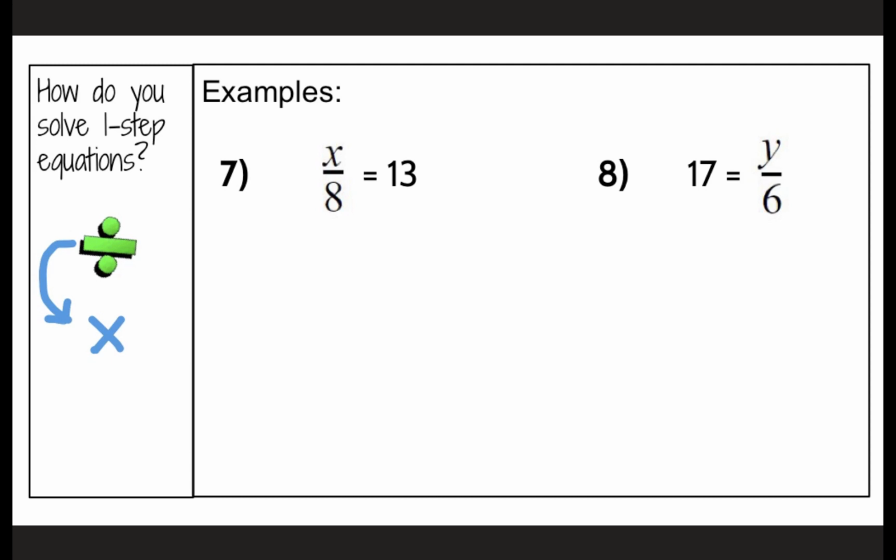x divided by 8 is the same as 13. So I need to remember to maintain equality. And again, it just helps me keep my work neat, that arrow coming down. Division, what will undo that? Multiplication. So I need to multiply both sides by what value? Well, what's connected with the variable? 8. So I am going to be multiplying both sides by 8.